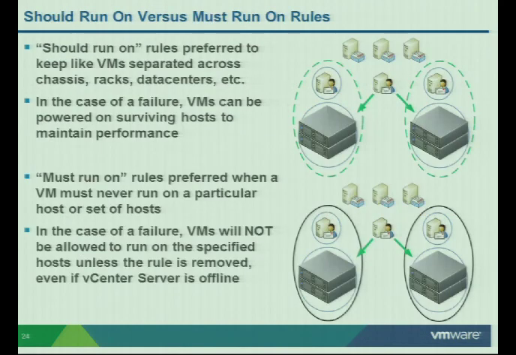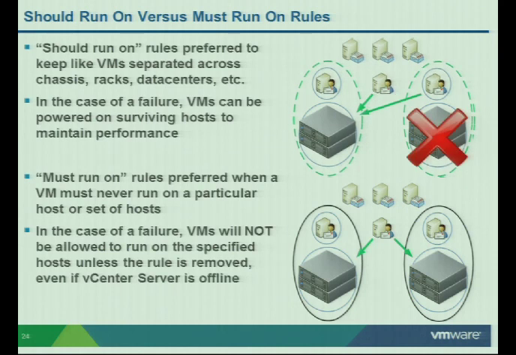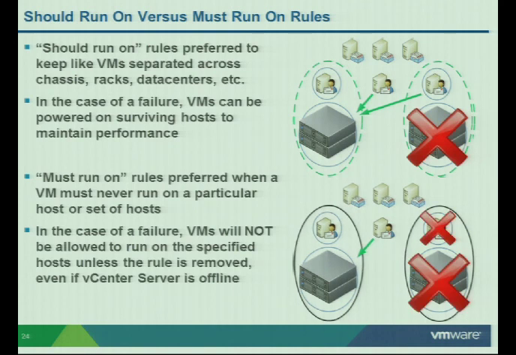I'll show you why. So in the top here, the dotted line is my way of creating a should run on rule. I can have two sets of hosts within the same vSphere cluster, but maybe they're in different racks, different chassis. My should run on rule says that the VM on the top of the left-hand box should run on that set of hosts. During a failure, that should run on rule means that that VM can be powered on somewhere else. In a must run on scenario, like the one at the bottom, a failure of that host means that that VM can't be brought online anywhere else.